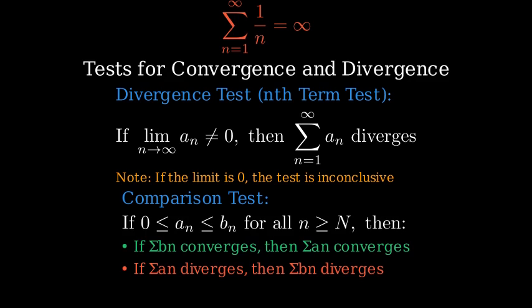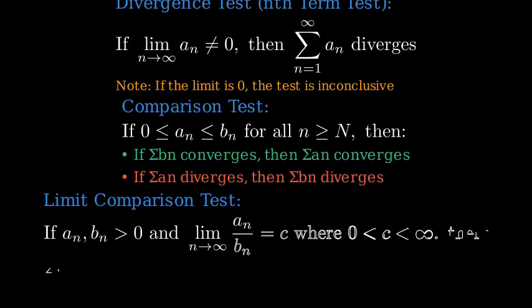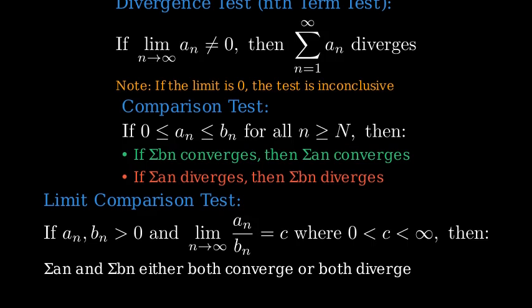If the sum of a sub n diverges, then the sum of b sub n also diverges. The limit comparison test is another powerful tool. If we have two series with positive terms, the sum of a sub n and the sum of b sub n, and the limit of a sub n divided by b sub n as n approaches infinity equals some positive finite value c, then either both series converge or both series diverge.